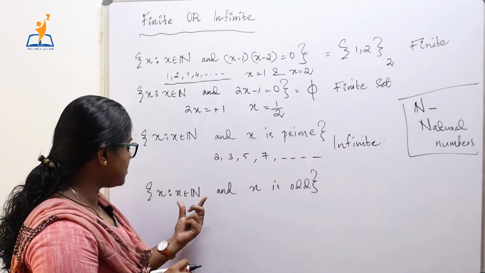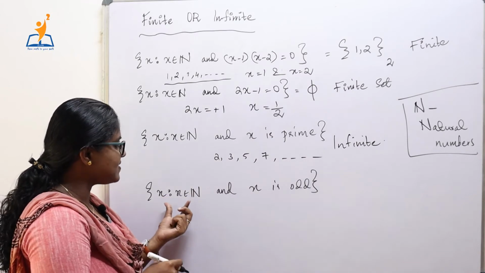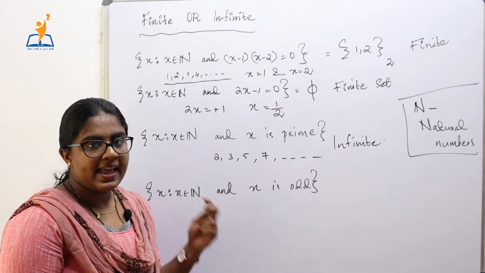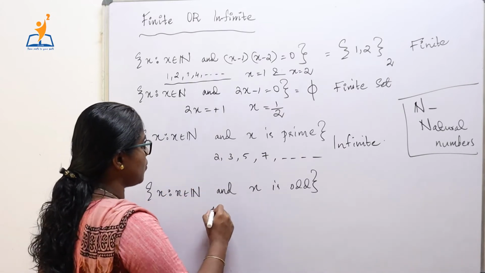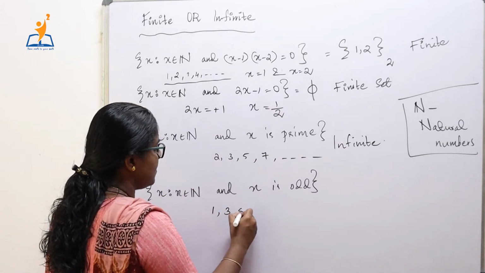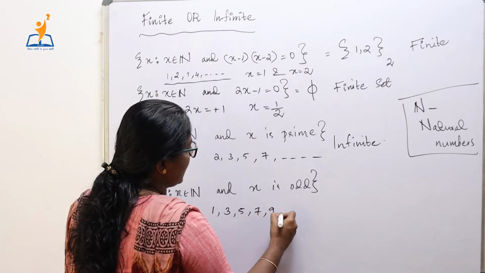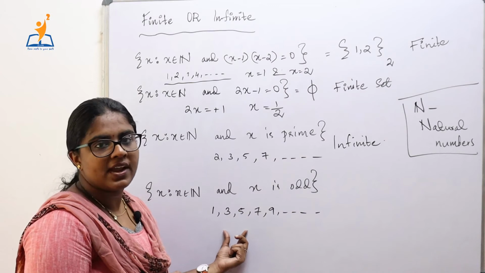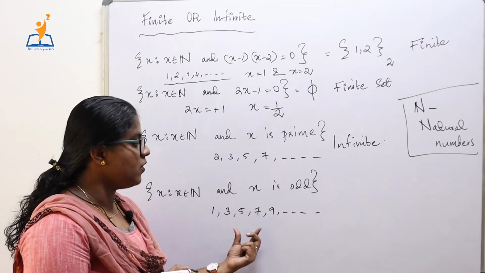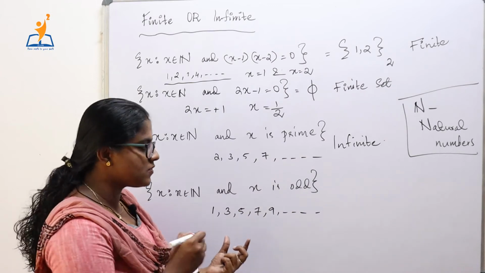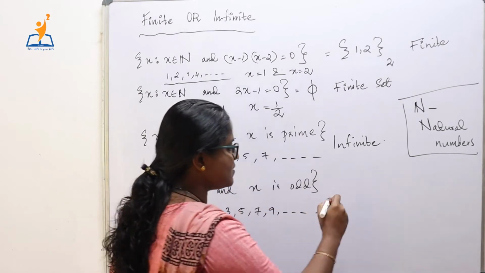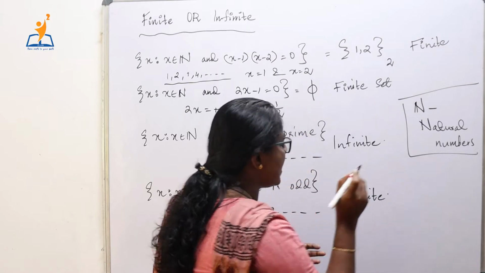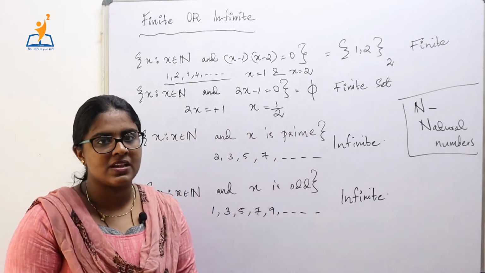Now, what about the fourth question? The set of all x such that x belongs to N, that is x is a natural number and x is odd. We know the odd numbers are 1, 3, 5, 7, 9, etc. and it goes on like this. Now, we cannot find the total number of elements here also. It cannot be a definite number. So, it is not finite, which means the set is infinite. So, that's all about finite and infinite sets.